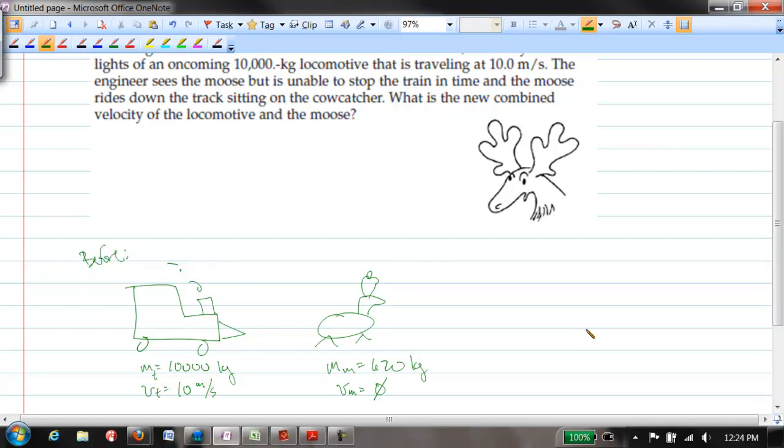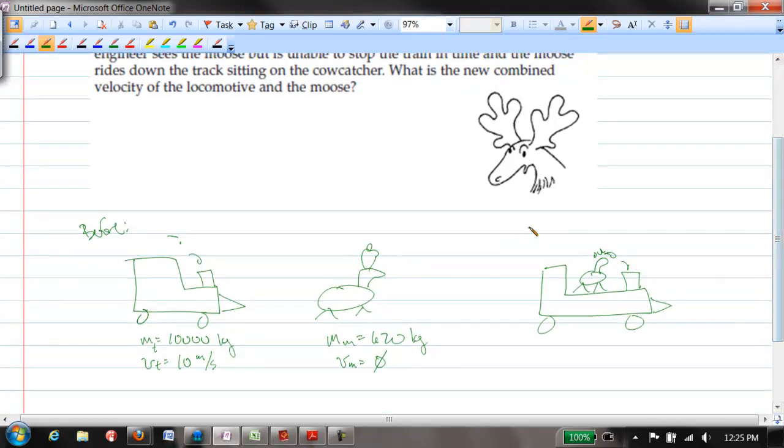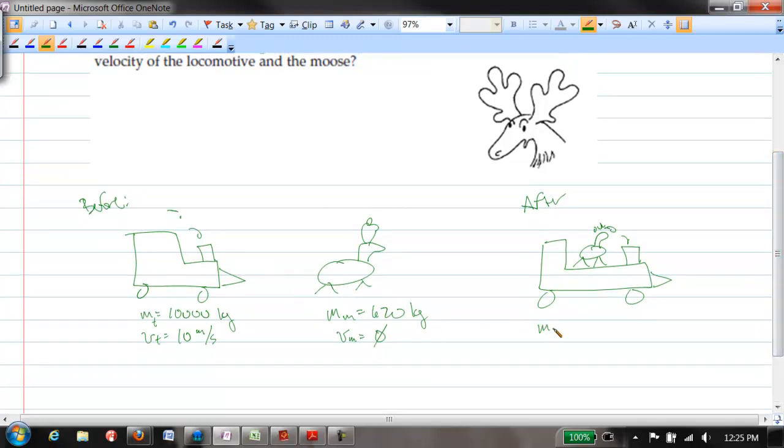After our collision, we've got the moose sitting on the train. So here's our train. Smoke, cow catcher, and on top of the train we've got a moose. And so this is our after. Our system now has a mass, train plus moose, that's going to be 10,620 kilograms. And we want to know what the train plus moose's velocity is.